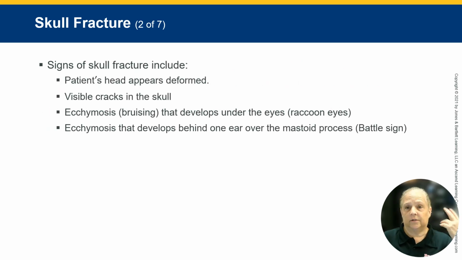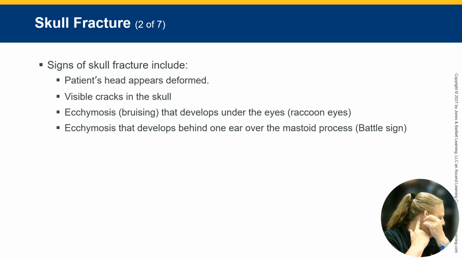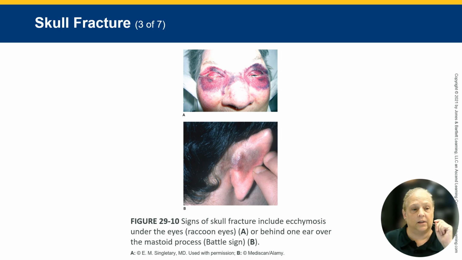Skull fracture signs and symptoms. There may be deformities. You can see visible cracks in the skull. You've got bruising or ecchymosis under the eyes. We call that raccoon eyes. Or behind the ear over the mastoid process, right in this area here, you're actually going to see bruising. That is called Battle sign. This is what they look like.